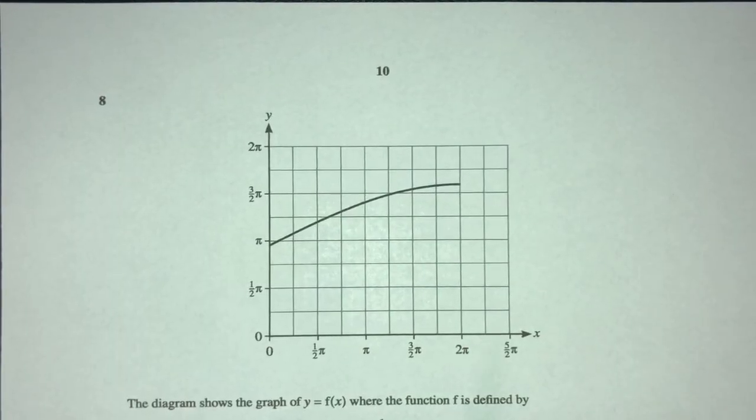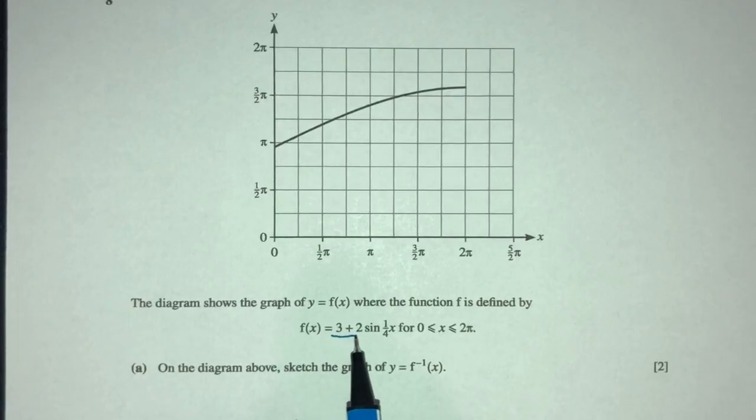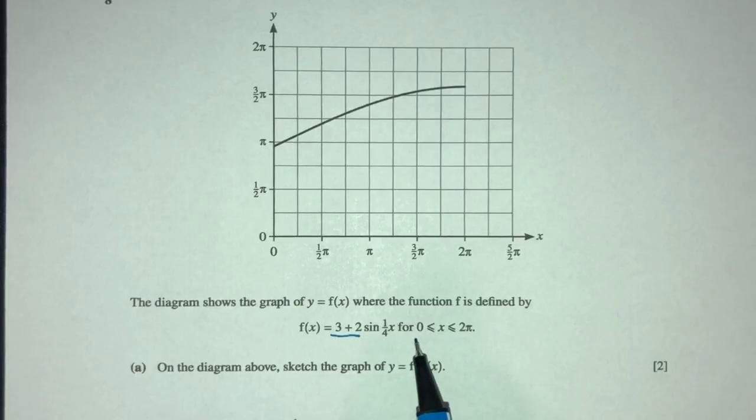So what we have here, the diagram shows the curve, the graph y equal to f of x, where the function f is defined by this equation right here: 3 plus 2 sine 1 over 4x, for the values of x between this and this. Now part 1 is we have to sketch the graph of y equal to f inverse of x.